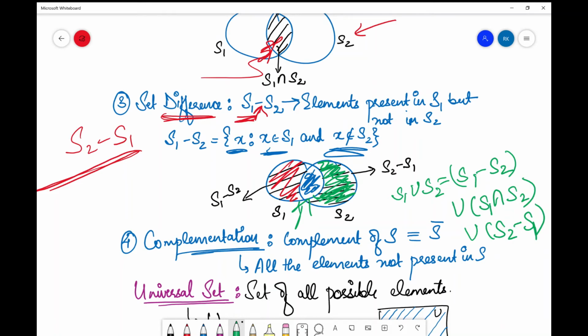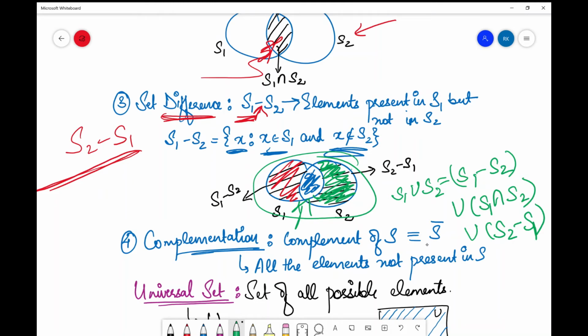So just think about it, whether you got this thing or not, how I wrote this. Okay, now let me just explain it for a second. It's very simple. See, the entire thing over here is S1 union S2.